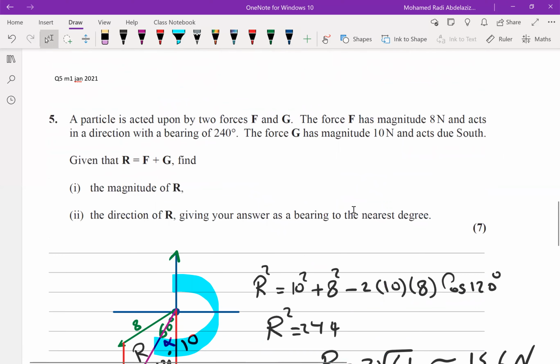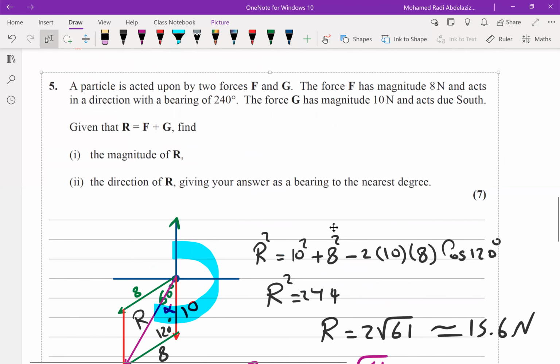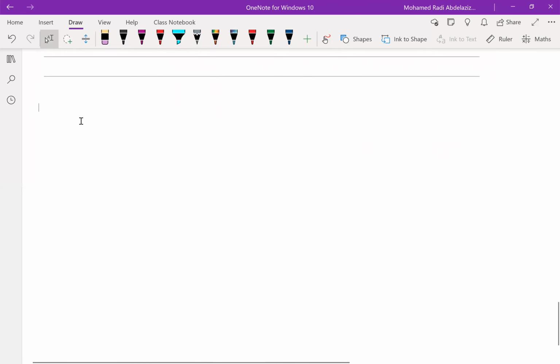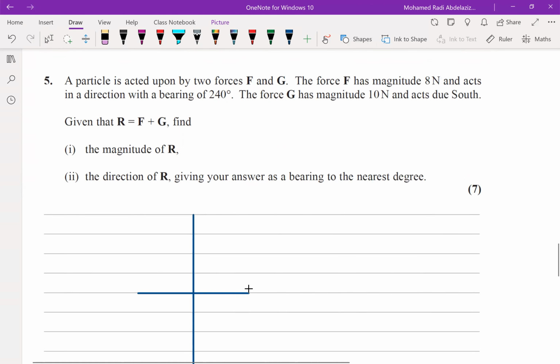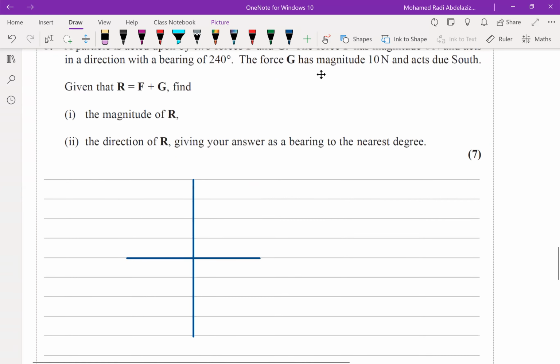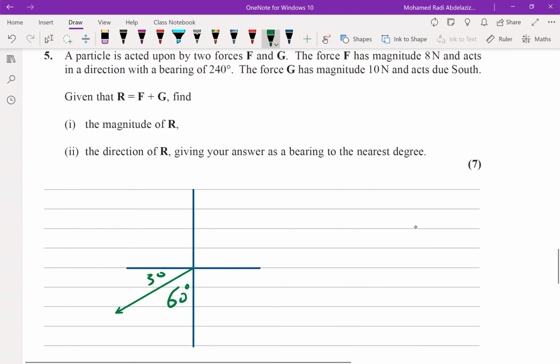Let me repeat this question again, but using a resolving method, because we have two forces and we can use this method for more than two forces. I will show the direction of the forces again. We have 2 forces. The first force makes a bearing of 240 degrees. So you can show this angle as 60 degrees or this angle as 30. You can use it to resolve.